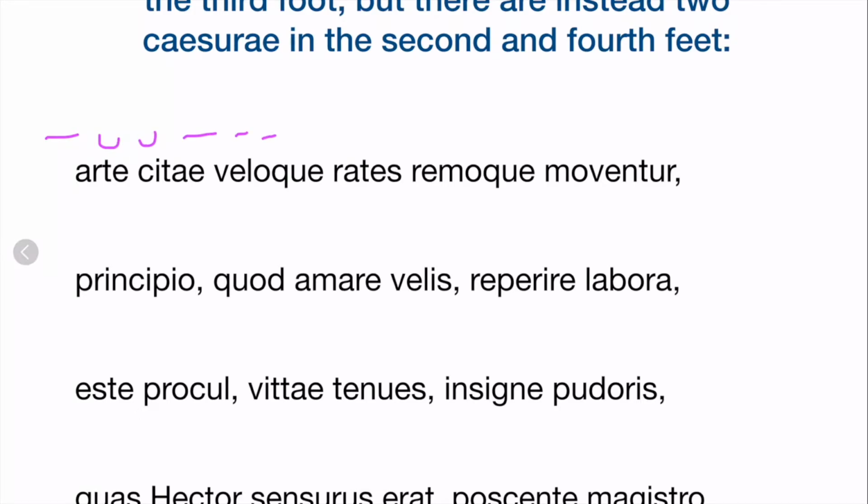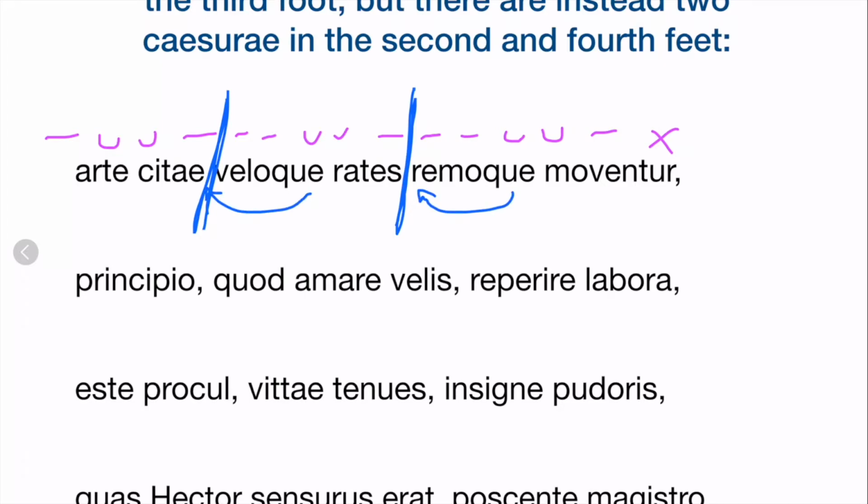Arte citae velo quentes remo que moventur. Okay, so 1, 2, 3. I think that's there. Okay. 4, 5, 6, 7. Right there. Okay. I like that because of the que, so putting the caesura right before the que.